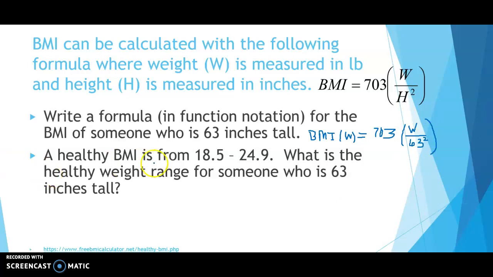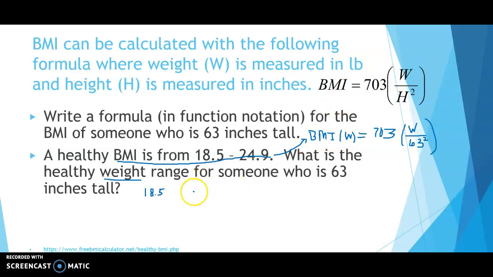Now, it tells us a healthy BMI is from 18.5 to 24.9. What is the healthy weight range for someone who is 63 inches tall? So I'm looking at this problem as telling me that these are BMI numbers, so they would go into my formula here for the BMI. And it is asking me for weight, so that means I'm trying to solve for this variable W. All right. So I know that 18.5 is the low end. So I'm going to put 18.5 as this BMI of W.